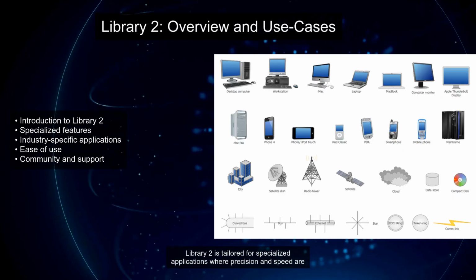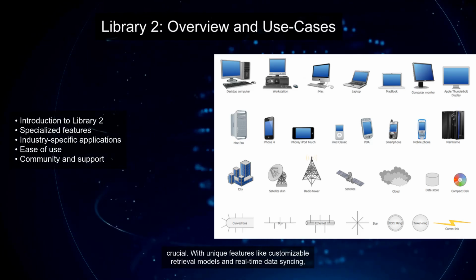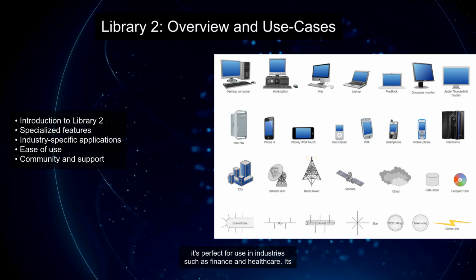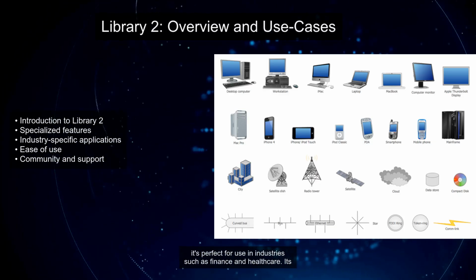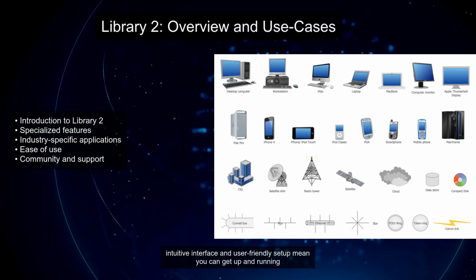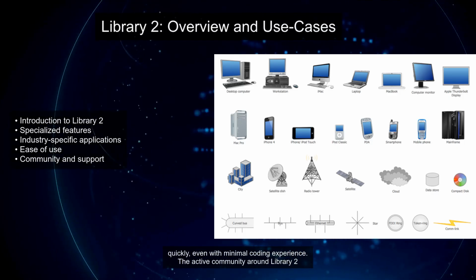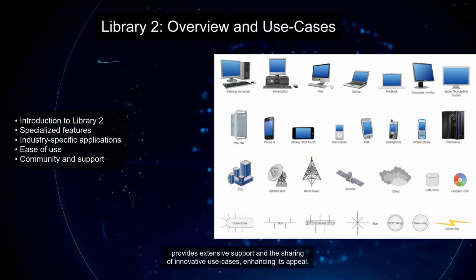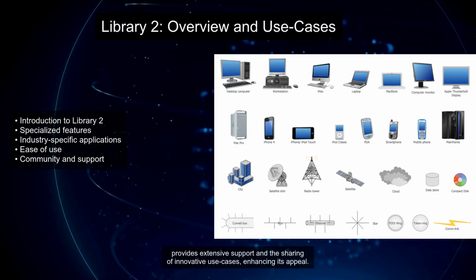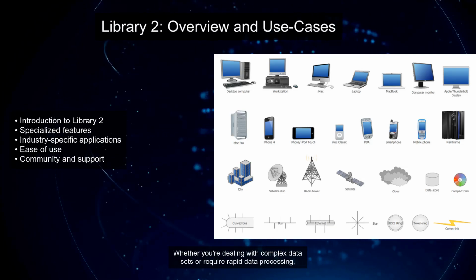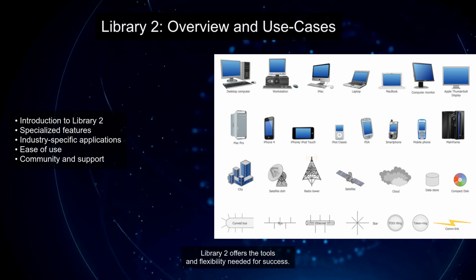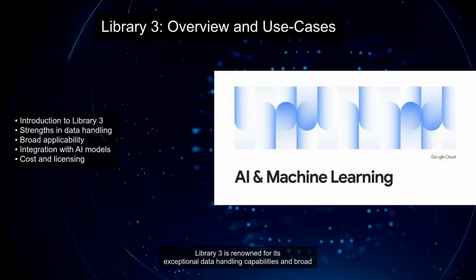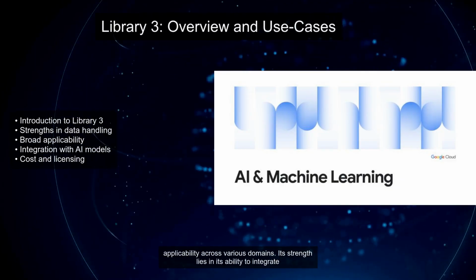Library 2 is tailored for specialized applications where precision and speed are crucial. With unique features like customizable retrieval models and real-time data syncing, it's perfect for use in industries such as finance and healthcare. Its intuitive interface and user-friendly setup mean you can get up and running quickly, even with minimal coding experience. The active community around Library 2 provides extensive support and the sharing of innovative use cases, enhancing its appeal. Whether you're dealing with complex data sets or require rapid data processing, Library 2 offers the tools and flexibility needed for success.